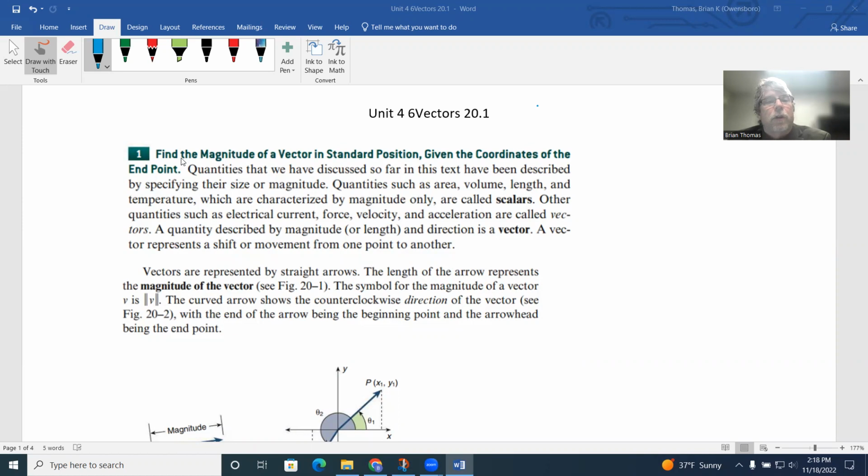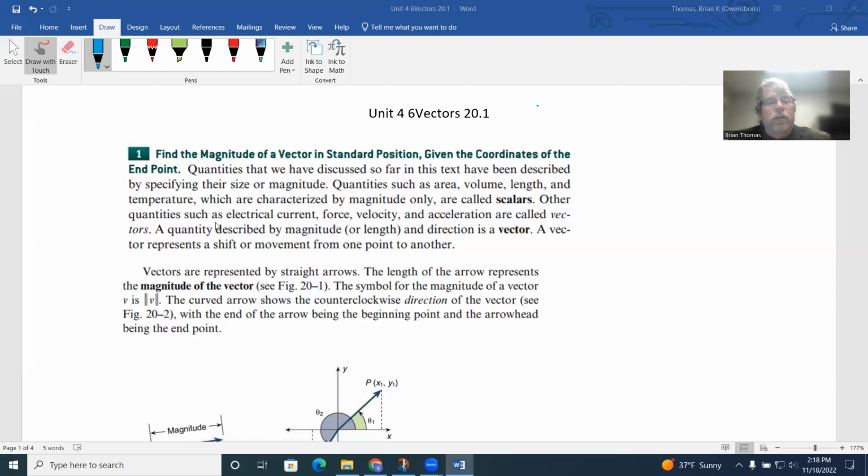So our objective here is we want to find the magnitude of a vector in standard position given the coordinates of the endpoint. Quantities that we have used so far in the text have been described by specifying their size or magnitude. Magnitude is another word for size. Quantities such as area, volume, length, and temperature are characterized by magnitude only. We call these scalars. They're only measured by size.